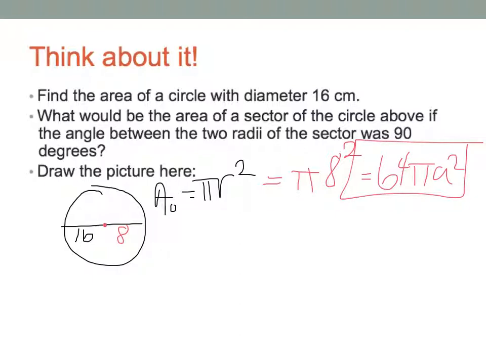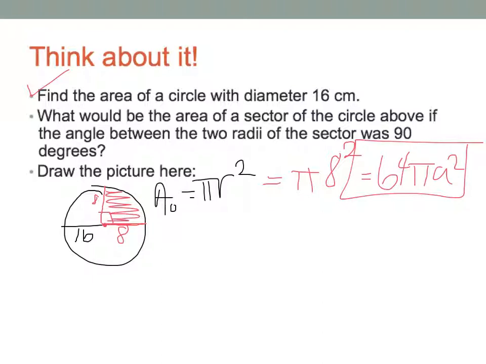Now the next question says, what would be the area of a sector of the circle above if the angle between the two radii of the sector was 90 degrees? So I have one of my radii here, which is 8, and I'm going to make another one to make a central angle of 90 degrees, just like it states. And this here is 8. So they're asking me for the area of this entire sector.